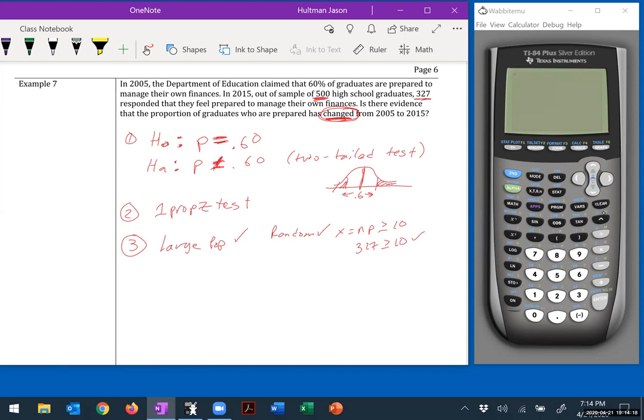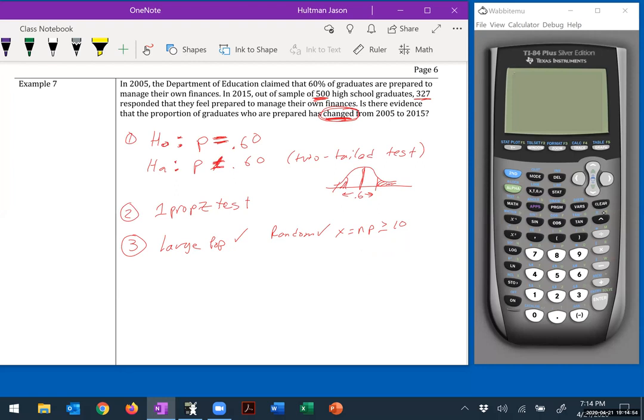Okay, what about n times q? Is that greater than or equal to 10? Well, what is n times q? Well, it's the ones that didn't pass. Okay, or sorry, the ones that aren't prepared. That's 500 minus 327, which is, whoops, I did this wrong. It's not 327, I'm sorry. Oh, I screwed up, my bad.